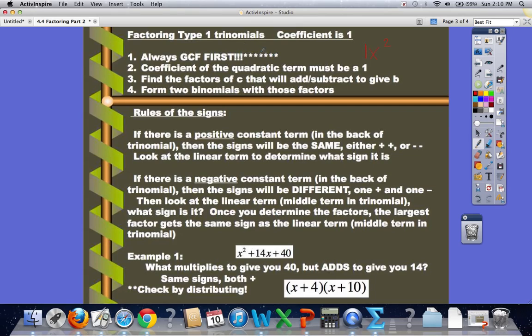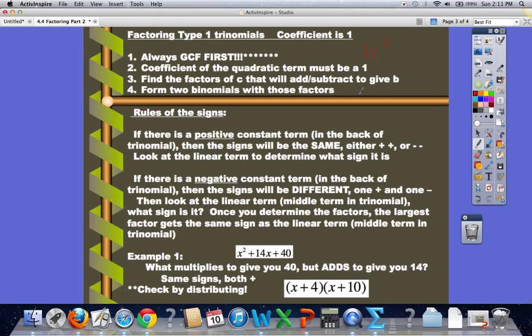Okay? So, you always want a GCF first, no matter what the situation, no matter what kind of thing, you always look for that first. Should be number 1 rule. Then you check to make sure the coefficient of the quadratic term is a 1 and nothing more. Find the factors of c, which is the constant term, that will add or subtract to give you b, which is the linear term. Okay.